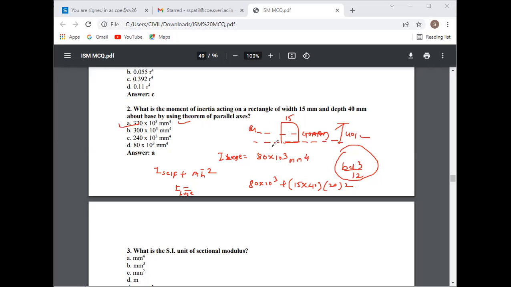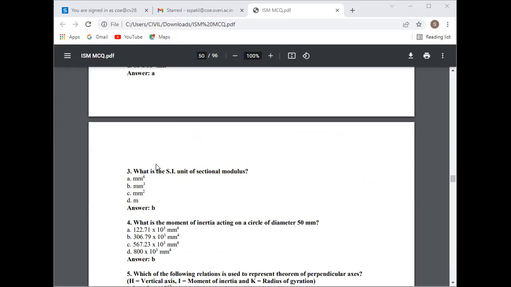If it is moment of inertia about the base, at that time you have to use this equation: I self plus A h square. And if it is moment of inertia about the centroidal axis, then B D cube upon 12. Okay, after that we will move towards the next question. Question third: What is the SI unit of section modulus?